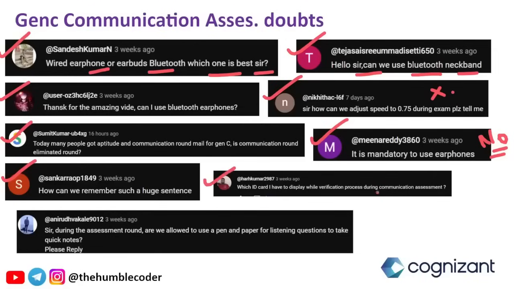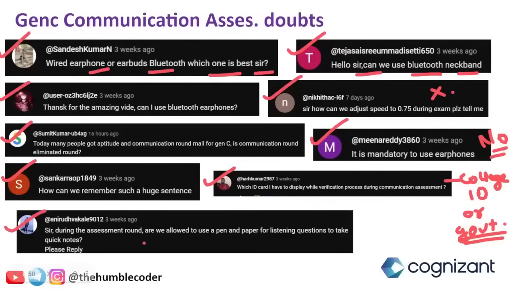Which ID card do I have to display during the verification process in the communication assessment? So see guys, there are 2 options. If you have your college ID card with you, you can show that. And just in case you have already graduated and you don't have any college ID card, then you can show any government ID proof, like your Aadhaar card or anything. So you can show that also. That is totally fine. Moving on to the next question.